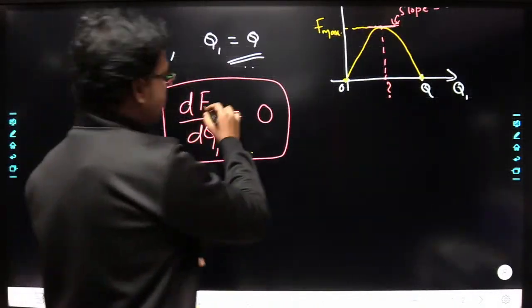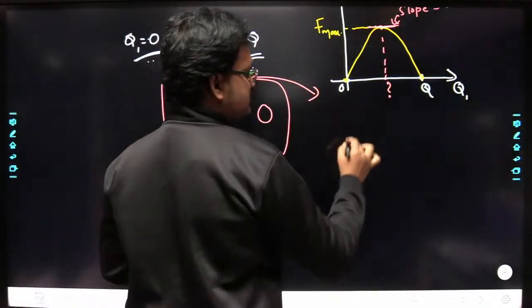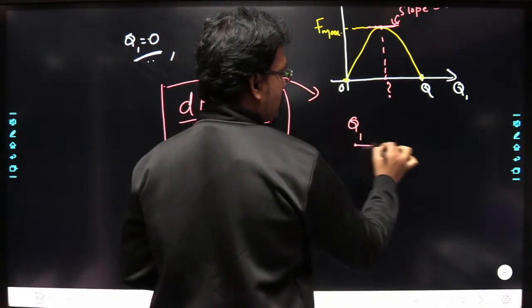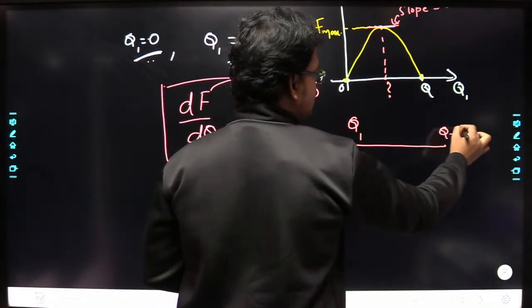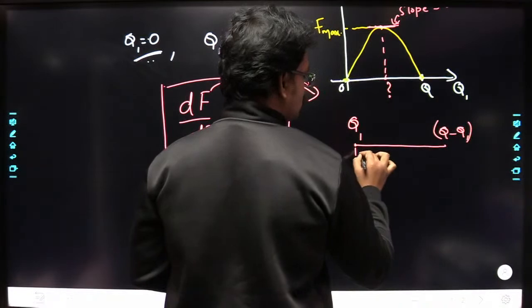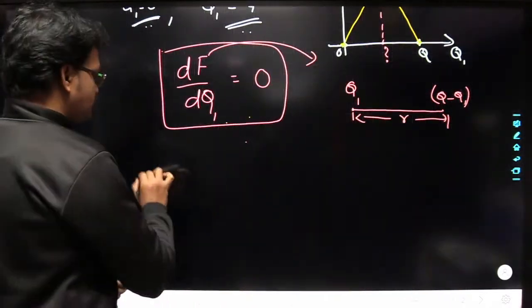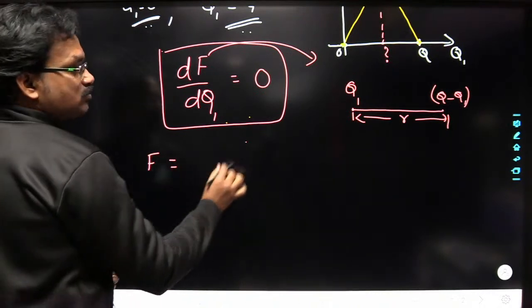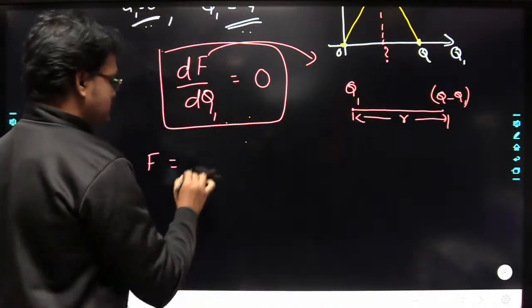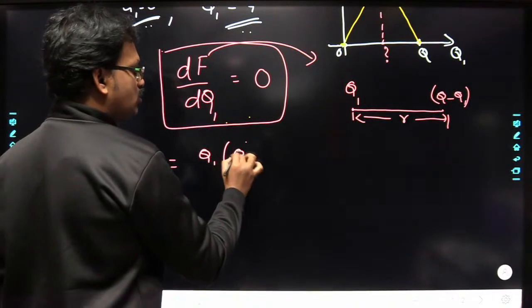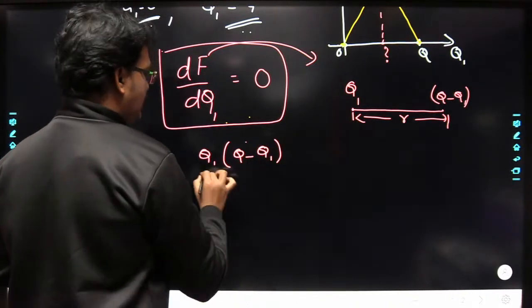So what is the force here? You have Q1 here, and here you have Q minus Q1, separated by a distance r. Now tell me, what is the force between them? F is equal to, the force between two point charges is nothing but Q1 into Q minus Q1 divided by what?